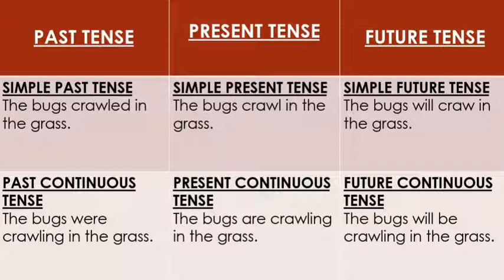In past continuous tense, the sentence is: The bugs were crawling in the grass. Bugs is plural, so in plural we write were over here. And then we have added ing to the first form of the verb. So crawl plus ing makes crawling.